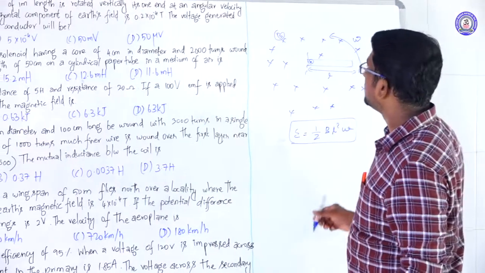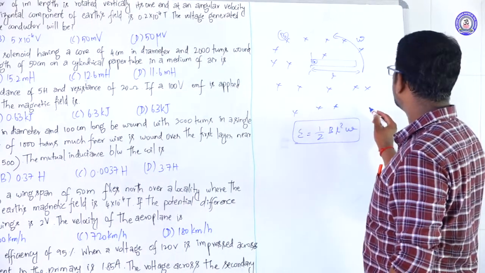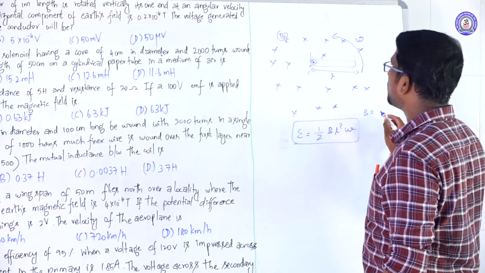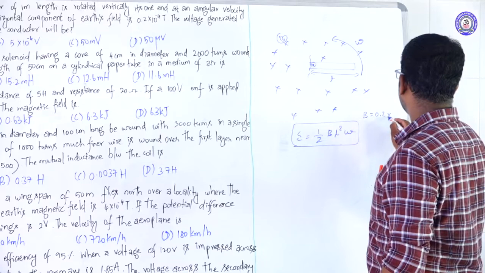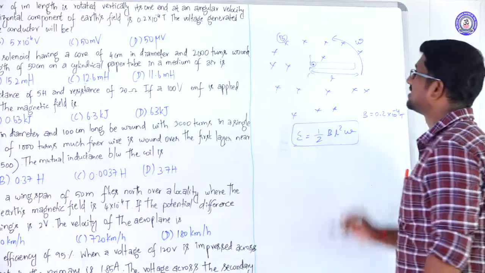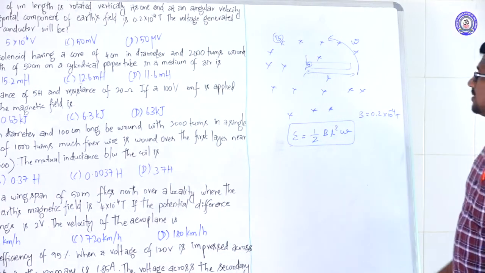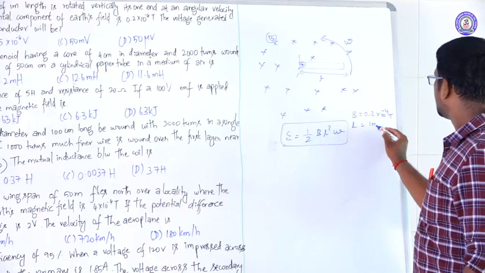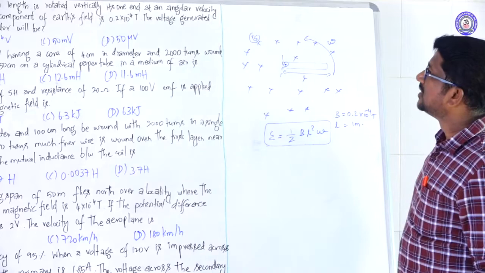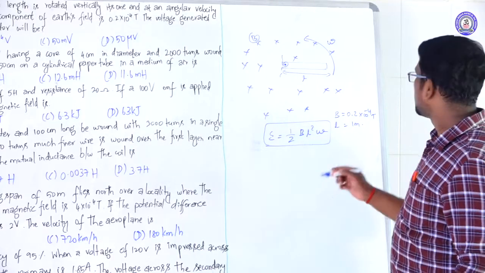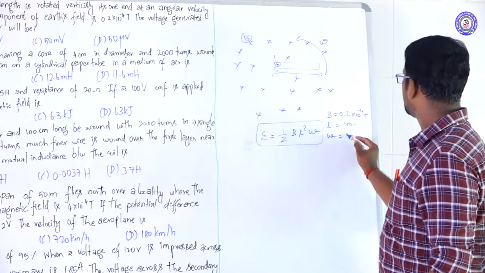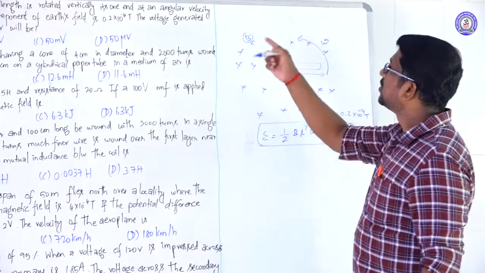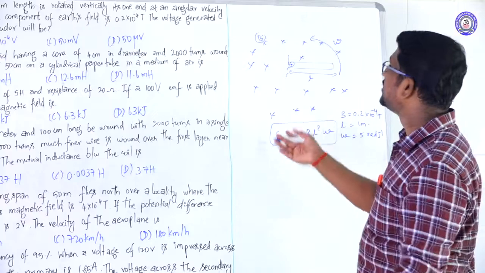In this question, list out the given values. Magnetic field value is 0.2 into 10 power minus 4 Tesla. Next, the length of the rod is 1 meter. The angular velocity of the rotating rod, omega, is also given, that is 5 radian per second. Now the voltage generated, voltage means induced EMF.